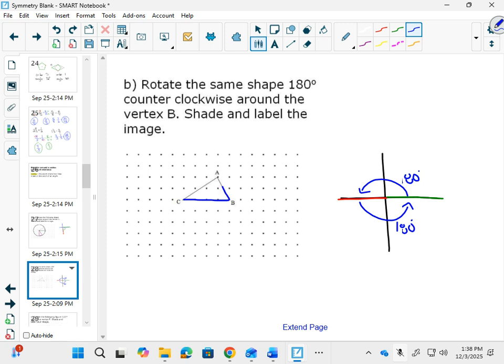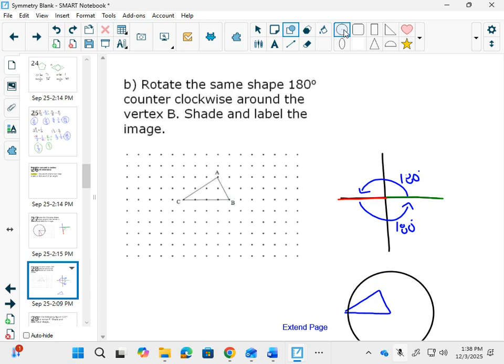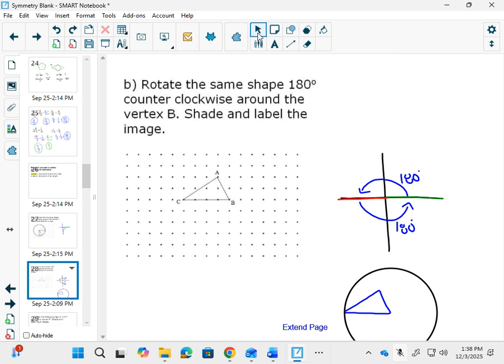Again, for the rotations, I think a lot of you are going to really like the tracing paper. But I'm going to take it down here. Now I want to rotate it on point B. So I'm going to start my circle here. Make it big enough. And group those together.